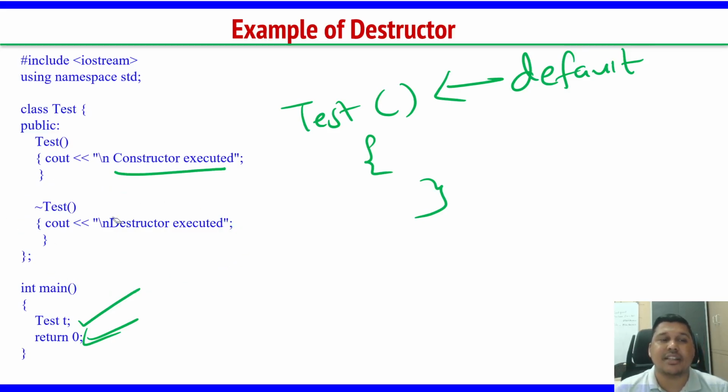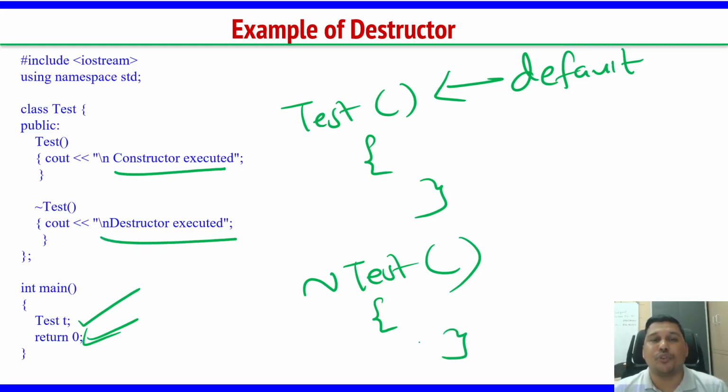See the destructor syntax here, how we wrote it? We wrote the negation symbol, the tilde, with Test, and empty brackets. And in this I wrote "destructor executed". This is just proof that this will also be executed. You can only see it happening with this printout, with this cout statement.